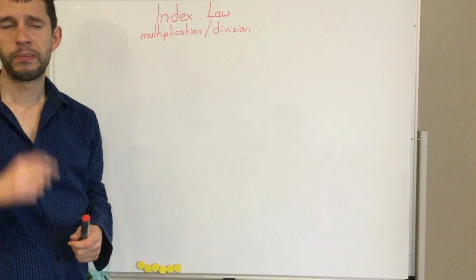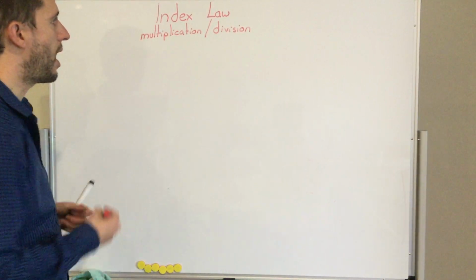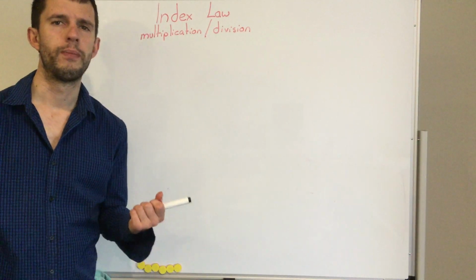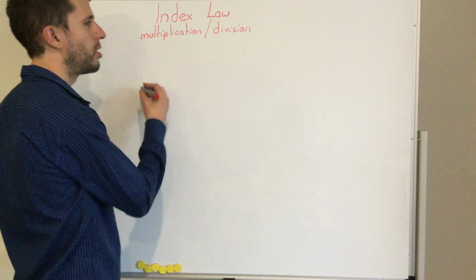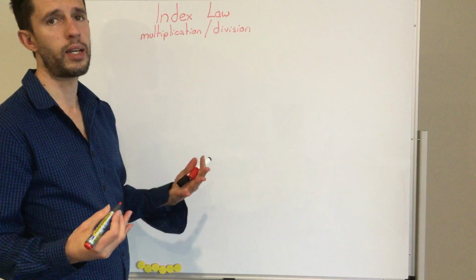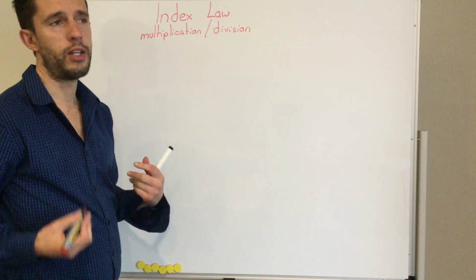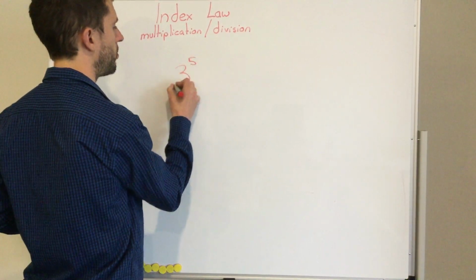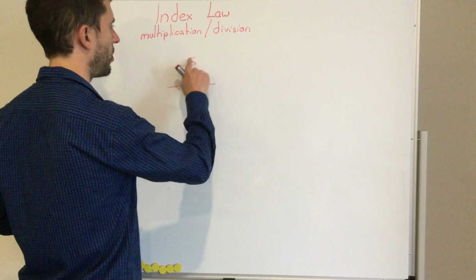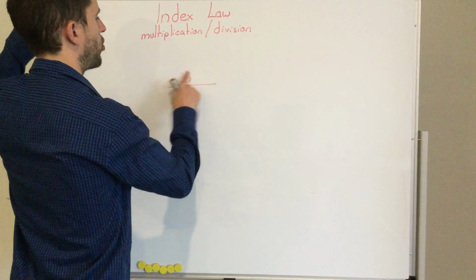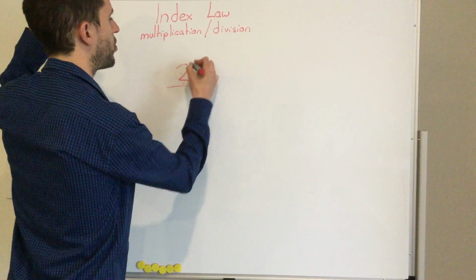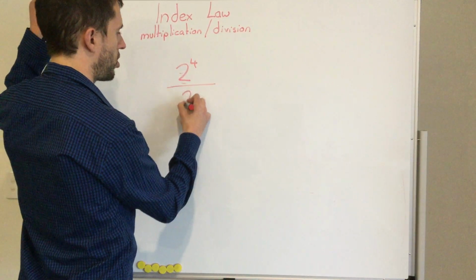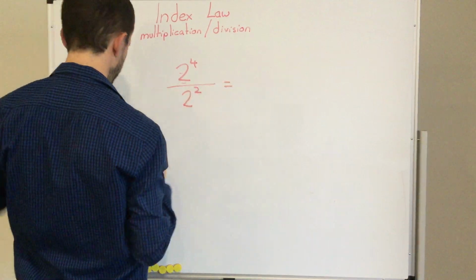When I'm dividing, I want you to really think about the relationship between multiplication and division. They're the opposites. So there's no point us multiplying and then dividing at the same thing. We get back to the same answer. Let's look at 2 to the power of 4 divided by 2 to the power of 2.